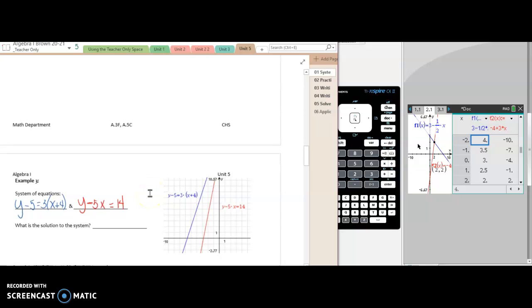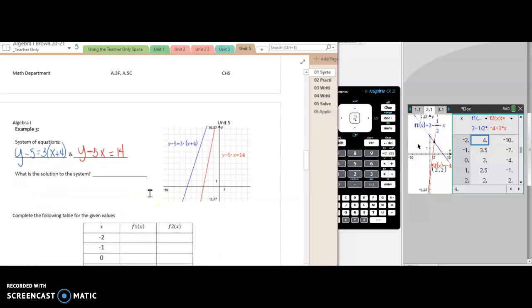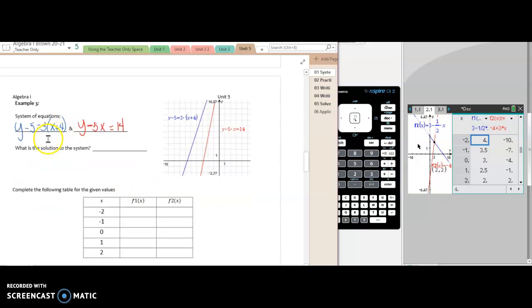All right, so then example 3. This one is in point slope form: y minus 5 equals 3 times the sum of x plus 4, and then y minus 5x equals 14. But that's not in point slope form, but you know what? We have to solve for y for both of those before we can even graph them. So I'm going to get you to pause the video and solve for y. Come back and see how you did on those, because you do need to be able to do that. I'll see you in just a sec.